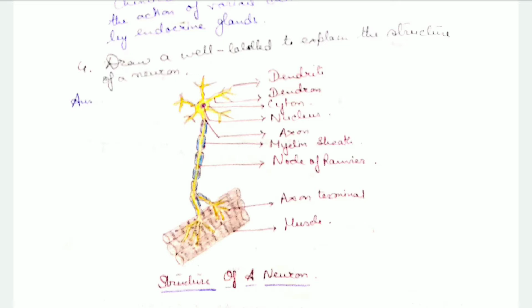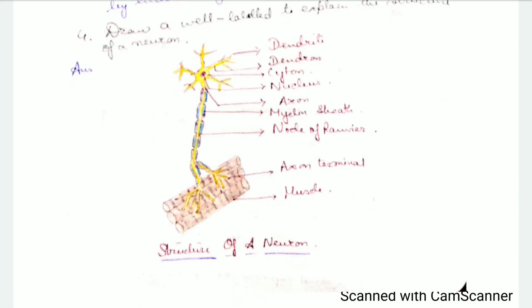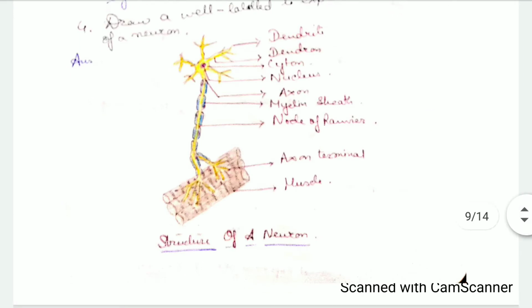First one: draw a well-labeled diagram to explain the structure of a neuron. See the diagram. The cyton is the middle yellow one, with the red being the nucleus. It gives rise to the dendrons, which again branch to form dendrites. On one side of the cyton, one of the dendrons grows long as the axon, and the axon is covered with myelin sheath. The portion between the myelin sheath where it is not continuous is known as the node of Ranvier. The terminals of the axon are present on the muscles. So this is the structure of the neuron.